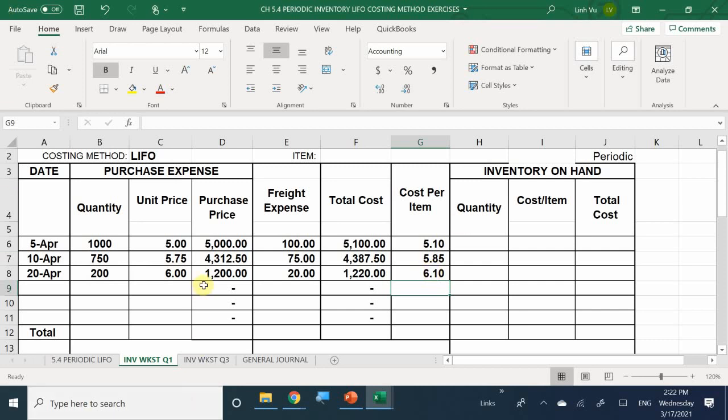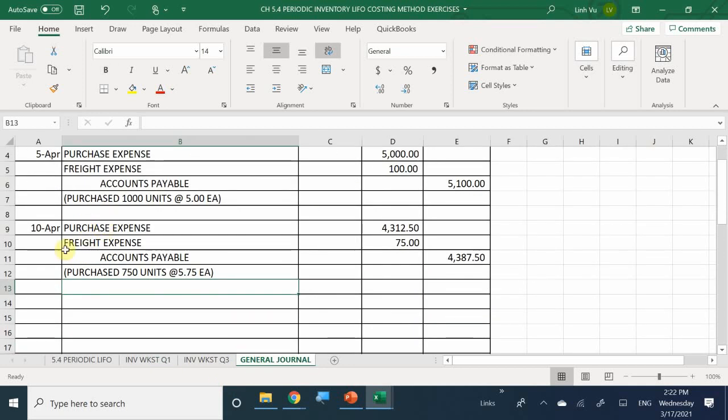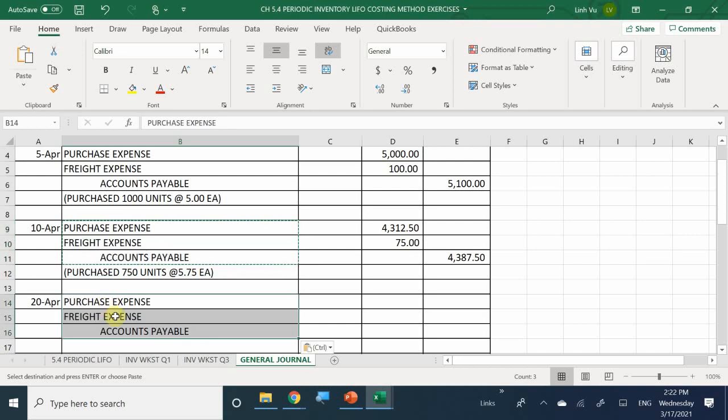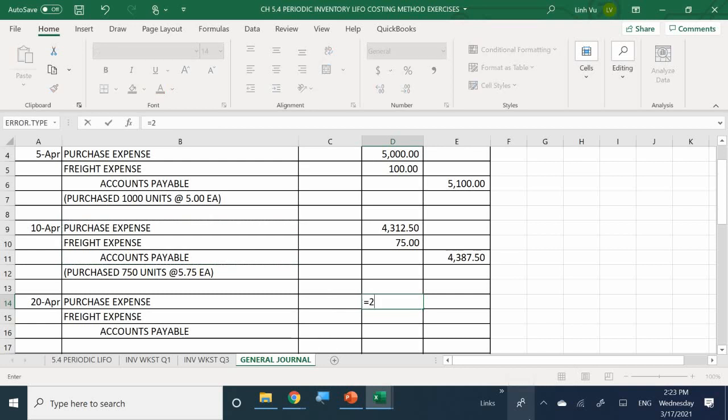Once I'm here, then I'm going to go to my journal once again, and I need to journalize my transaction on April 20th. Okay. So what should I do here? Purchase expense. Okay, but in this case, we know what it is, right? You could either cell reference it or you could even type in the formula. It's going to be the 200 times the $6 for $1,200 plus the freight, which was given as 20, and then you can add those two numbers together to get your total cost or your total amount that you owe.